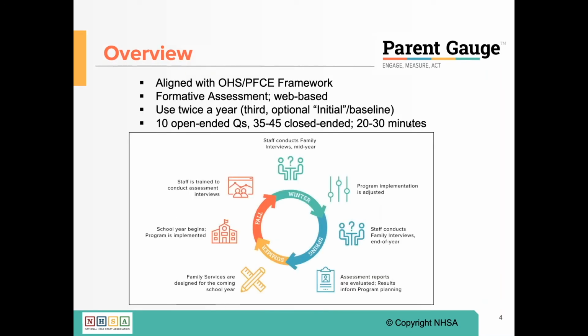So let me just start off from the 40,000-foot view. Parent Gauge is a system that guides you through a conversation with the families that you're serving. So this is intended to be used once or twice or even 3 times a year. And it's a guided conversation that includes 10 open-ended questions and about 35 to 45 closed-ended questions, which are agreement statements essentially on a scale of 1 to 5 from, I don't agree with that statement at all, up to very much. This conversation, each time you speak with your family, should take about 20 to 30 minutes.